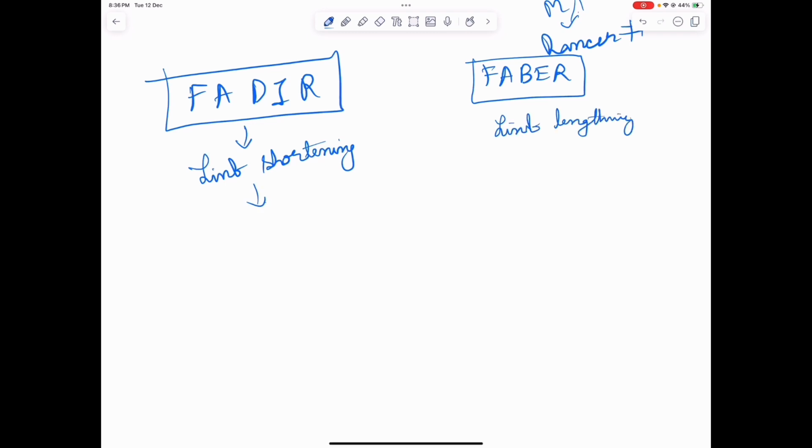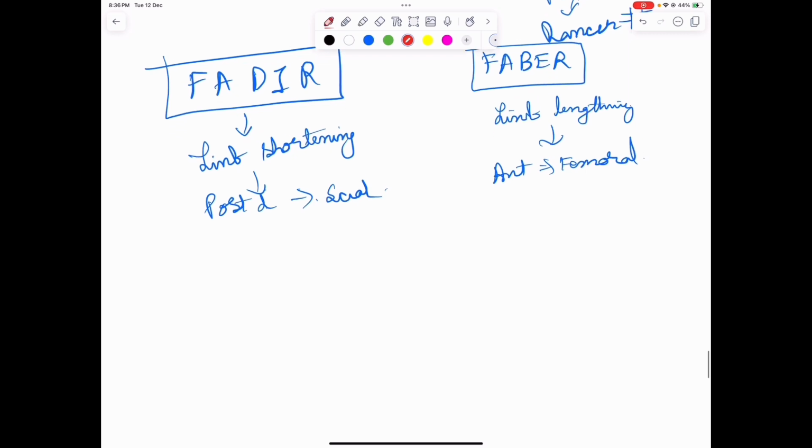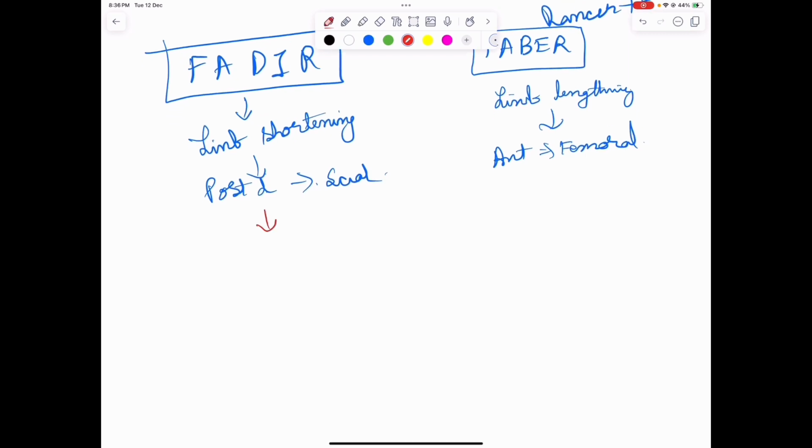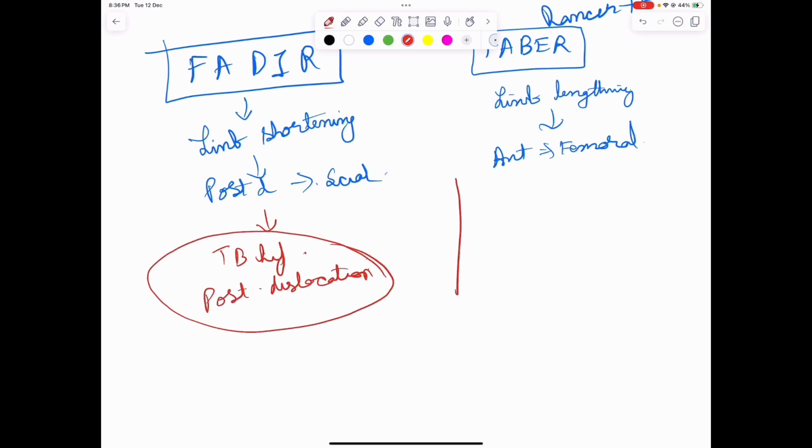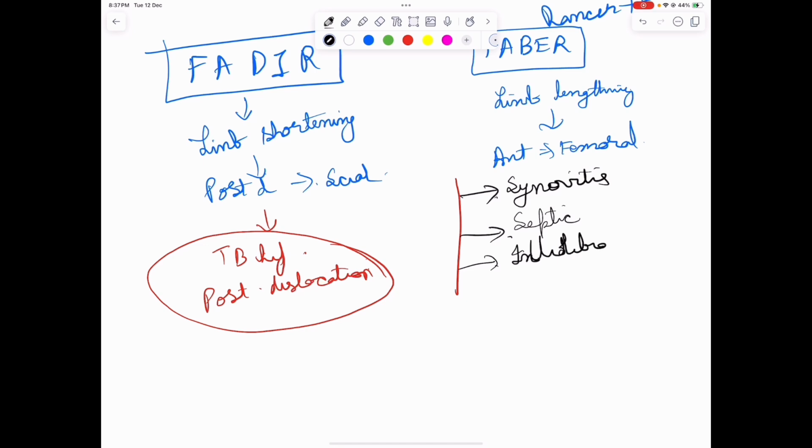Because this is posterior dislocation, the most common nerve injured is the sciatic nerve, and in anterior displacement, the femoral nerve gets injured. Now what are the conditions? We have to remember the conditions in which FADIR or FABER is manifested. FADIR is manifested in TB of the hip and obvious posterior dislocation. The rest of the conditions are associated with anterior dislocation: synovitis, septic arthritis, iliotibial band contraction, and anterior dislocation, that is the obvious part.